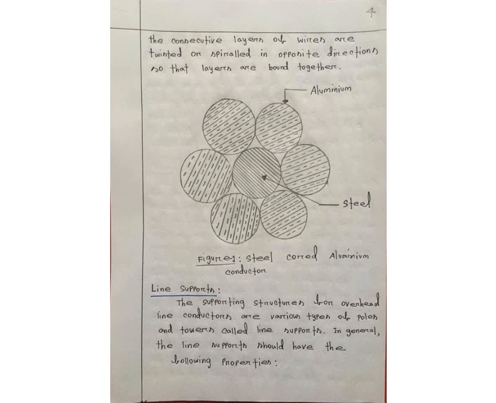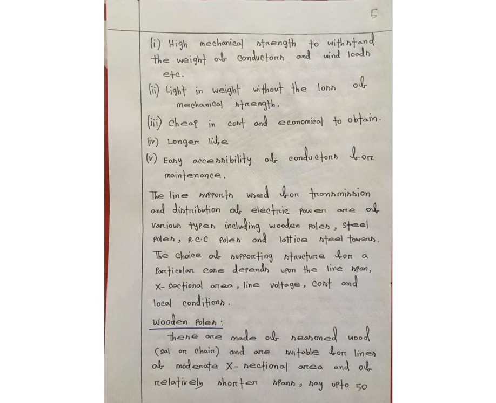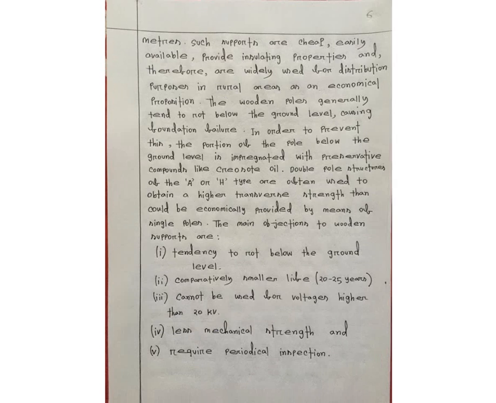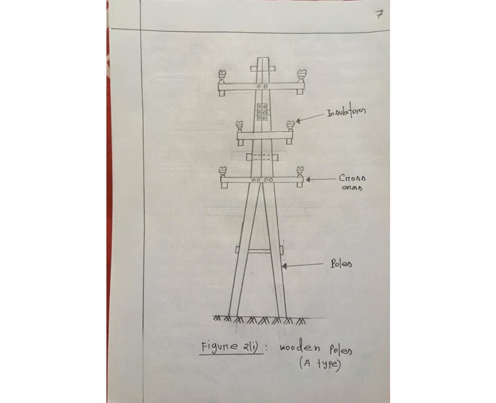So line support is the most important factor in an overhead line, because without line support, an overhead line is not possible in a stable condition. So here I have given a figure of a wooden pole. This is the A type of wooden pole, because this figure is like the letter A. And in this pole, the pole, cross arm, and insulator are used to make it.